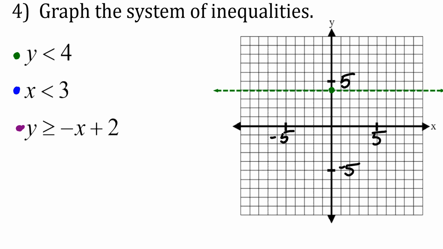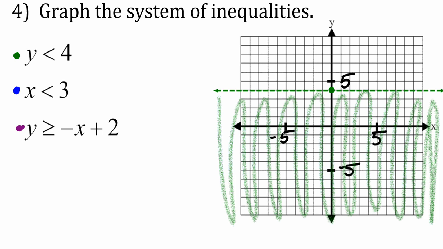Now again, we want to think about shading. So what would be a good test point? 0, 0. So if we substitute 0 in for y, is 0 less than 4? It sure is. So everything below our boundary would be considered a solution.